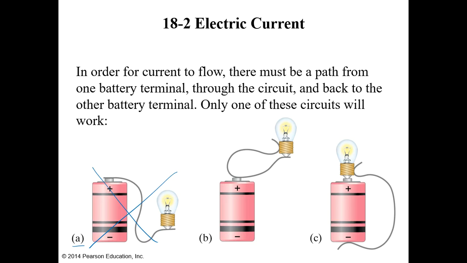And same story with B, you do have a complete loop, but you don't have a complete circuit because it does not pass through the negative terminal. So only the figure on the right, figure C, will work, where you have charges going from the positive terminal into the light bulb through the wire to the negative terminal.